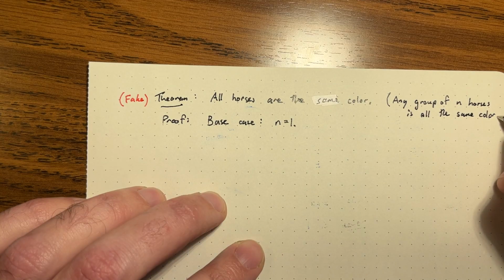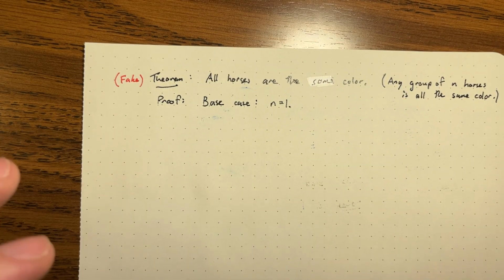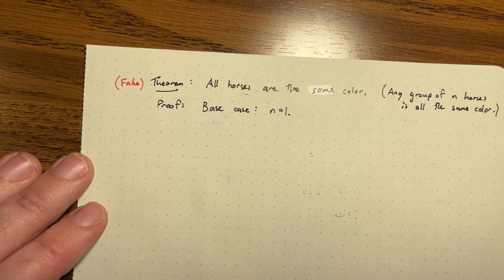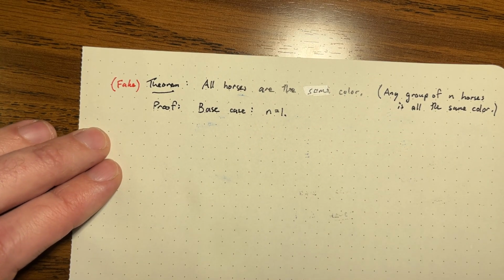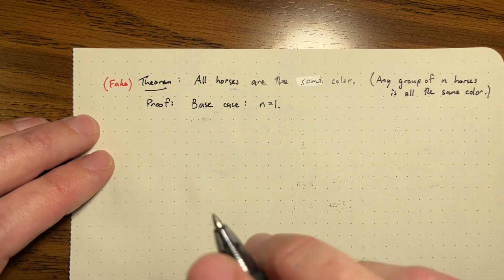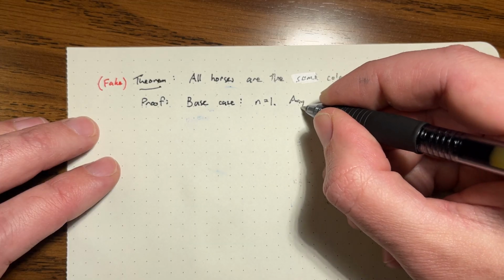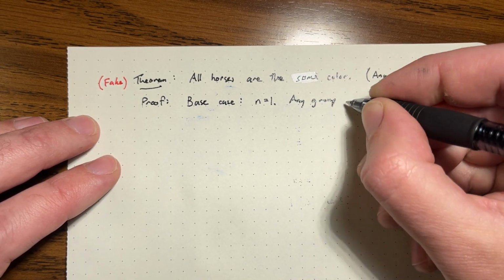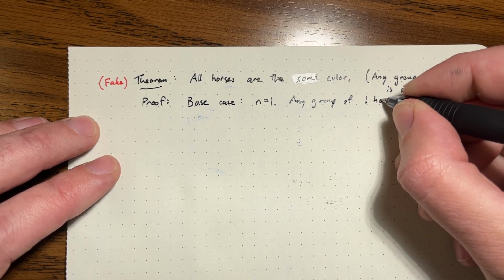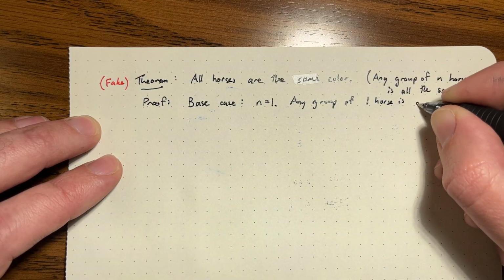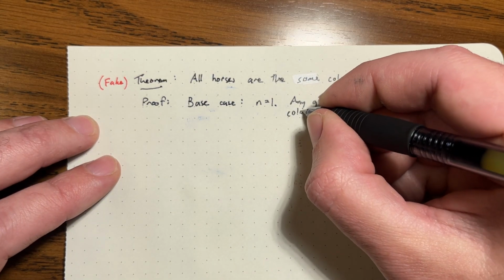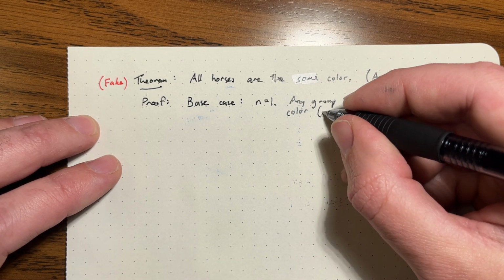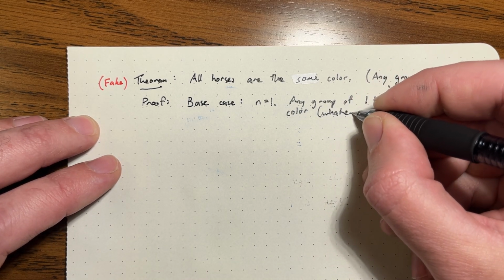Okay. And if we're talking about all horses, it's just a statement for a very large n. So base case, any group of one horse. Well, I'm sure you would agree that any group of one horse is all the same color. All right. There's just one horse, so it's just whatever color the horse is.